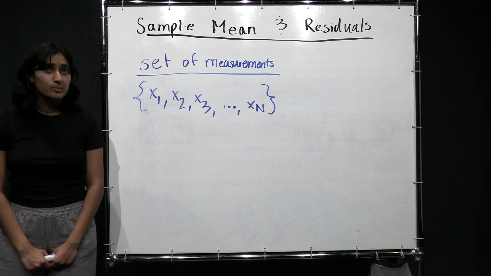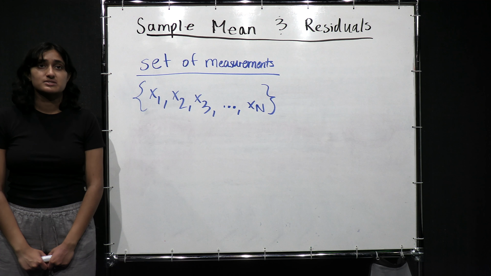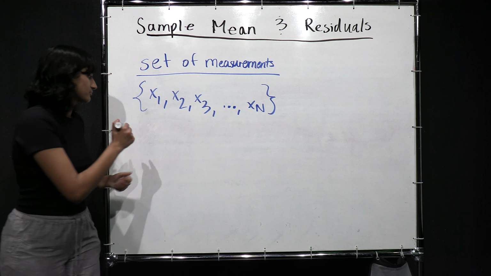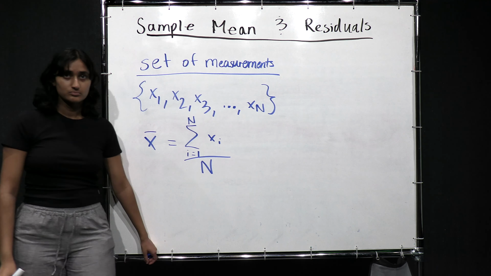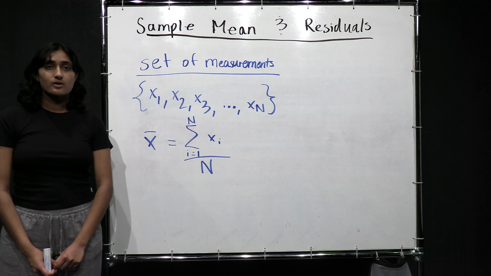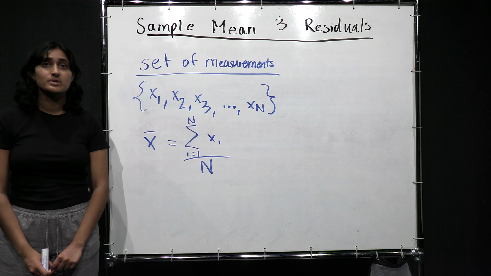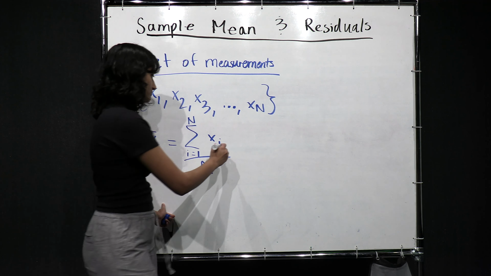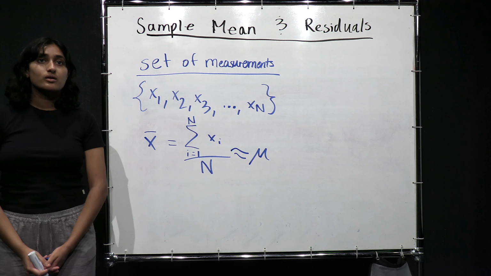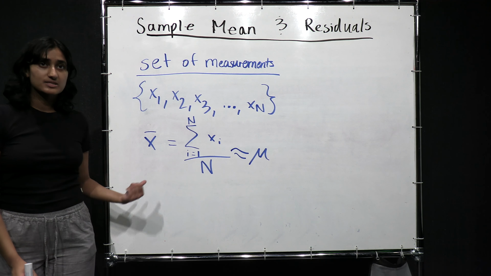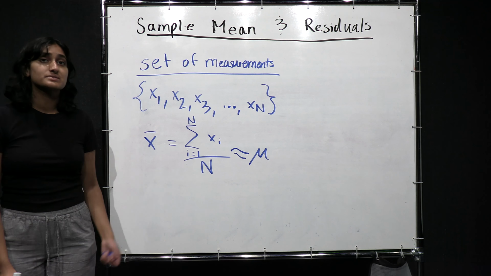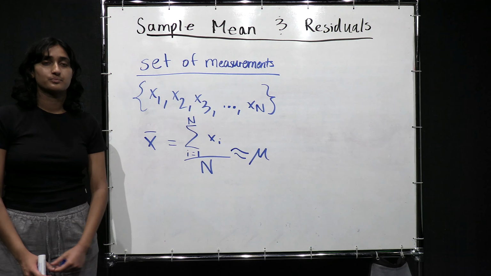We calculate the sample mean, or simply the mean of these measurements, by summing them and dividing them by the number of measurements. We call this sample mean x bar and use it as our best estimate of the true mean, mu. Our goals are to determine the value of x bar and to determine how close x bar is to mu.